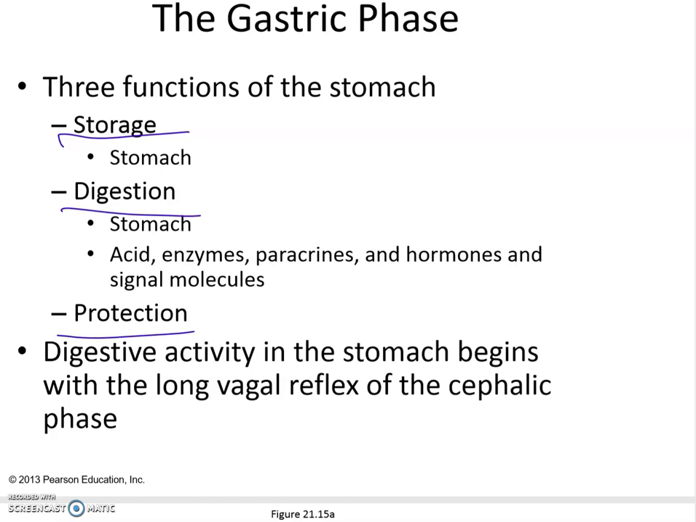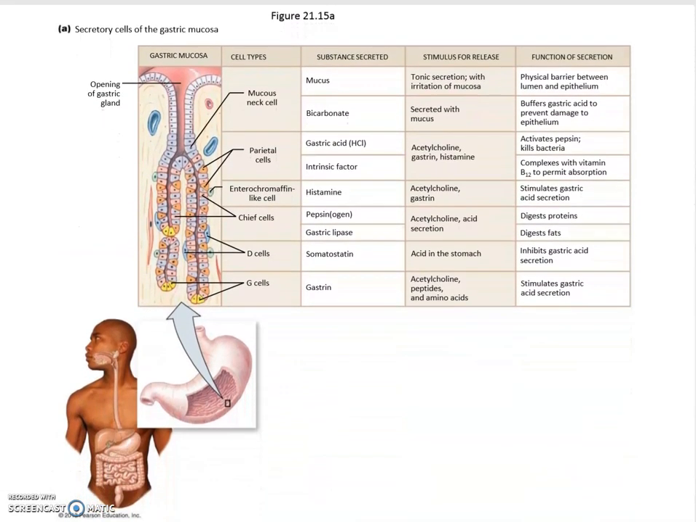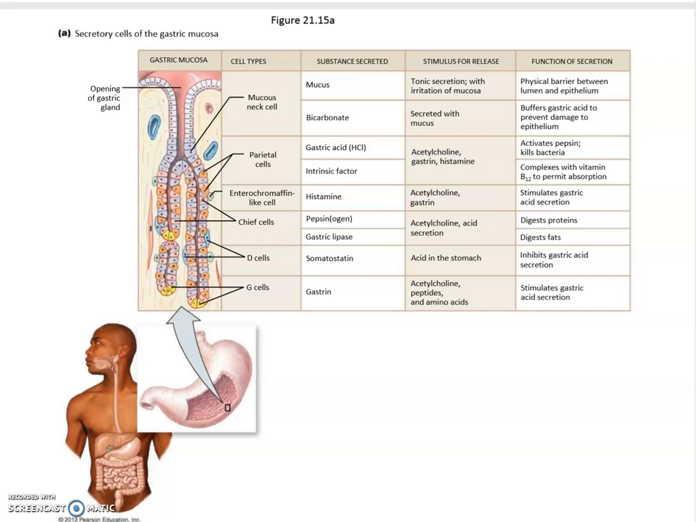The digestive activity in the stomach begins with the long vagal reflex of the cephalic phase, and here's a summary of the secretory cells of the gastric mucosa. And here's some important information that you definitely need to know. Here are the mucosal neck cells, and then we're going into one of those gastric pits. The absolute must-know information: parietal cells secrete hydrochloric acid, and they contribute to the gastric acid. It's must-know information. So parietal cells, hydrochloric acid.